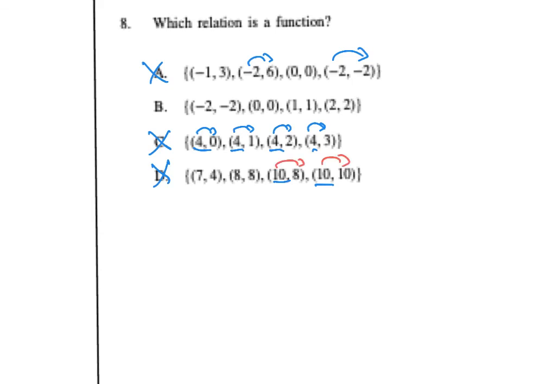So the answer will be B. Why? Because we can see every x has exactly one y. -2 has only -2, 0 has 0, 1 has 1, and 2 has 2, right? So the answer will be B.